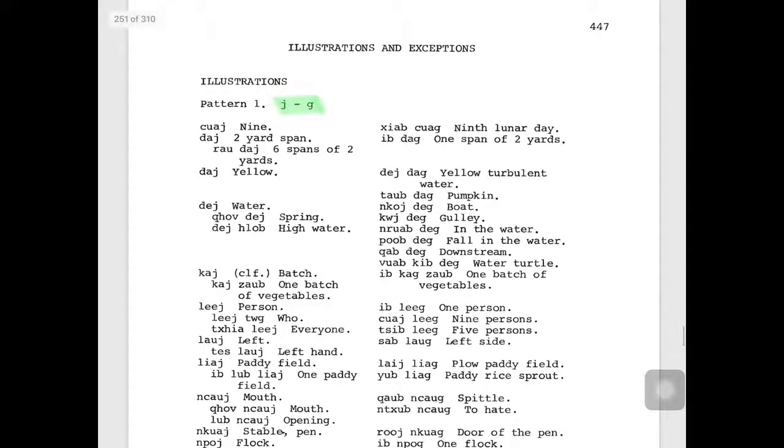So first off, we have illustrations and exceptions. First, we have the illustrations of how a J tone turns into a G tone. So let's look at this first word here, jua. Jua by itself is a J tone, and it means the number 9. But if we were to put a word before that, if you look on the right hand side, sia, jua. Sia has a B tone, so it affects the word jua and changes it from a J tone to a G tone, like you can see right there.